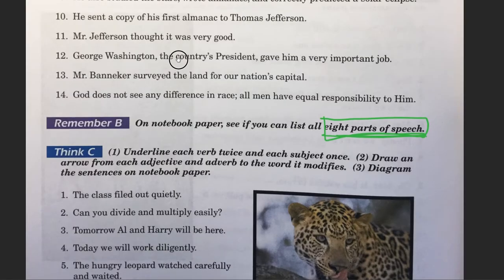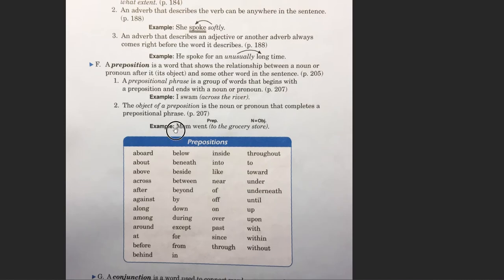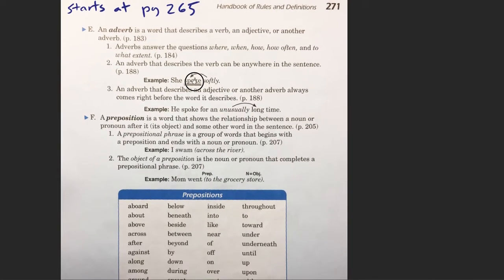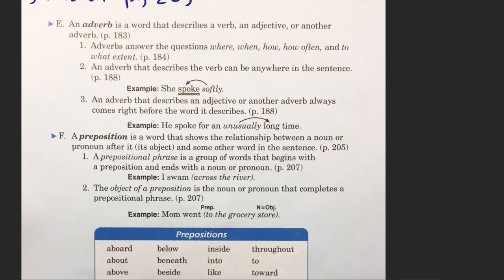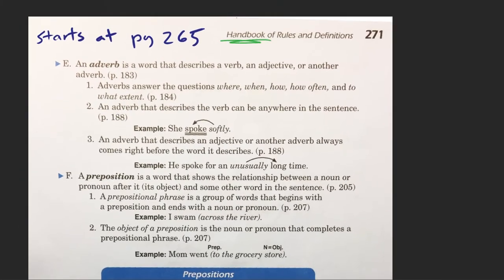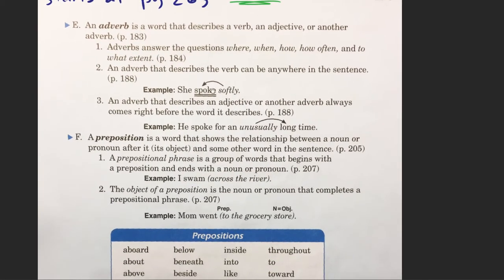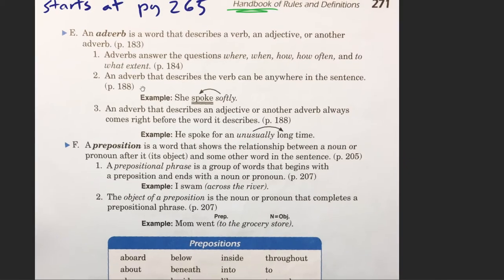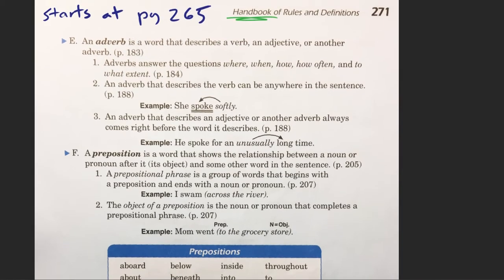And real quick, if you ever have a hard time remembering what is an adverb, just remember that in the back of your language book, you have a handbook. It starts at page 265, and it describes everything that we've learned so far this year in a lot more detail, and just summarizes everything that we learned in case you forgot about one of the lessons that I taught. For example, if you forgot what an adverb is, you can turn to page 271, and you can look up and see that an adverb is a word that describes a verb, an adjective, or another adverb, and it gives you some more descriptions on what an adverb does.